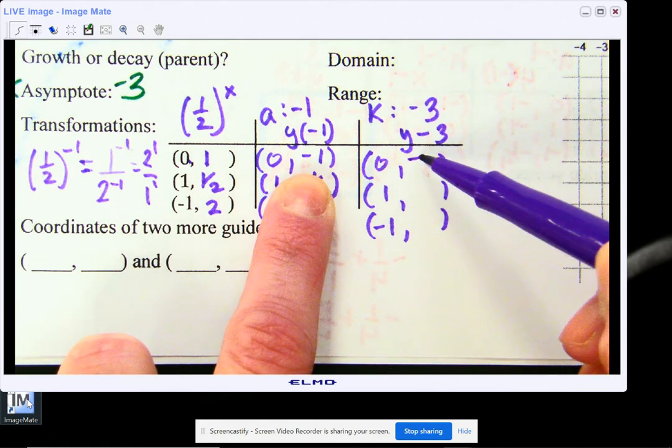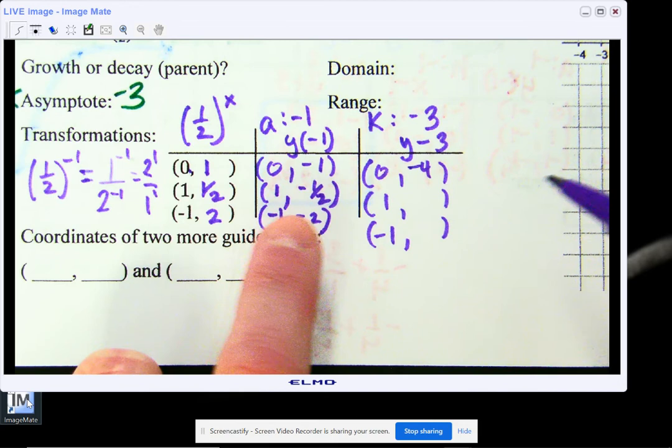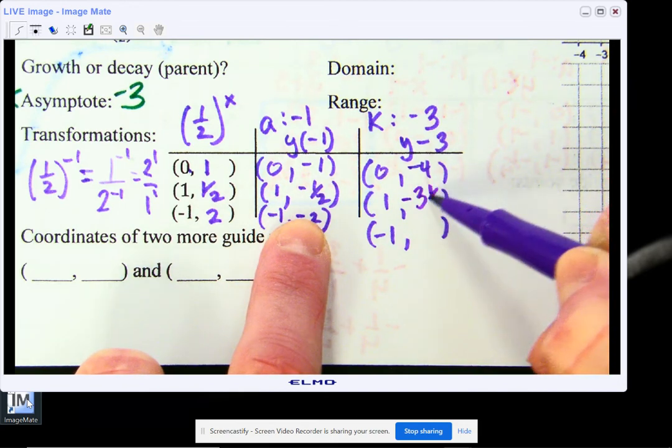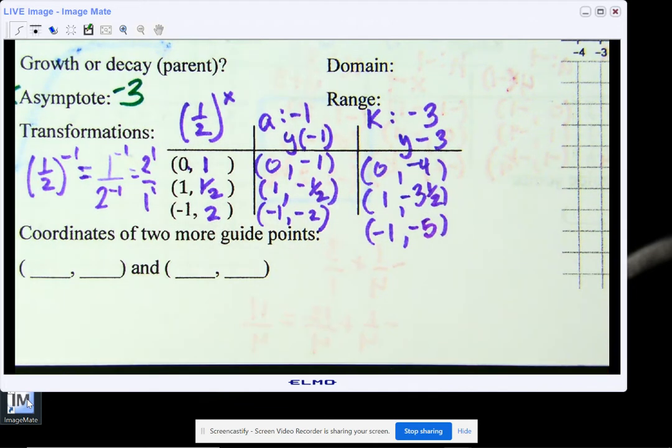So we should get -4, -3.5, -5. Make sure you're being careful with your positives and negatives, right? If you're not, these are all going to be wrong.